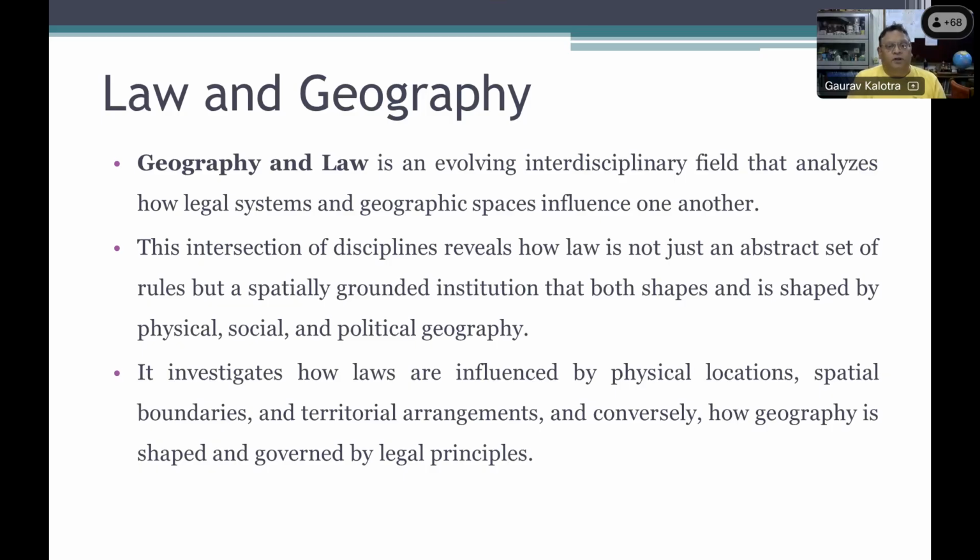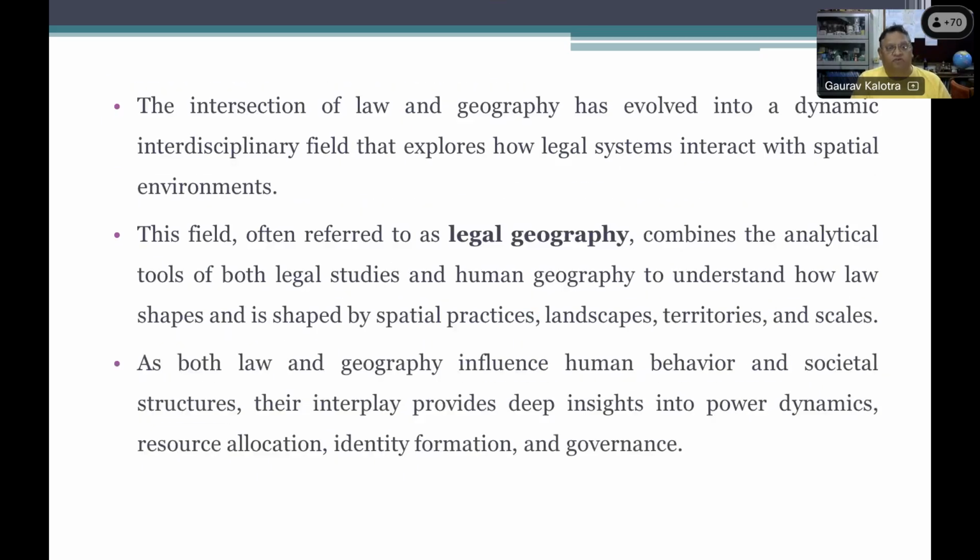Okay. So this intersection of disciplines reveals how law is not just an abstract set of rules, but a spatially grounded institution that both shapes and is shaped by physical, social, and political geography. See, these two things are not separate. These interact with each other. Law influences geography. Geography also influences law. Now it investigates how laws are influenced by physical locations, spatial boundaries, and territorial arrangements, and conversely, how geography is shaped and governed by legal principles.